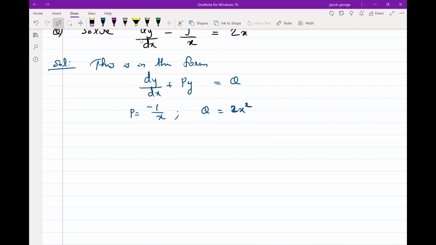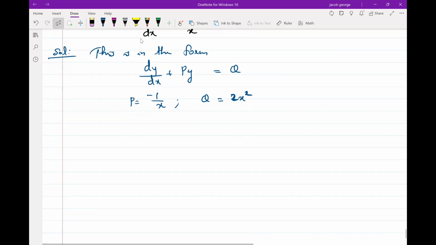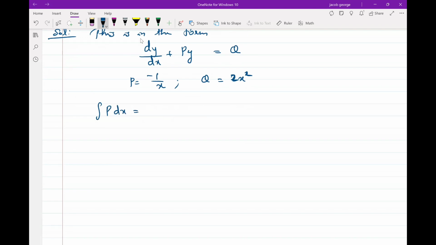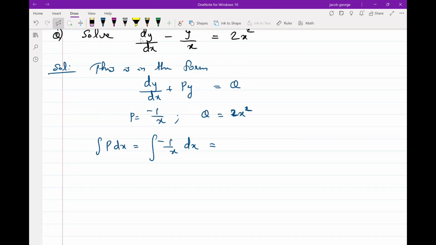Integral p dx is equal to integral minus 1 by x dx. Is that clear? That is minus 1 by x because of the coefficient of y. So it is minus log mod x. No need to write plus c. Even the mod we cancel when we find that.